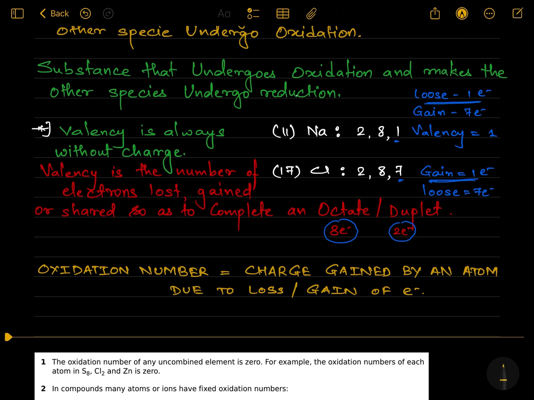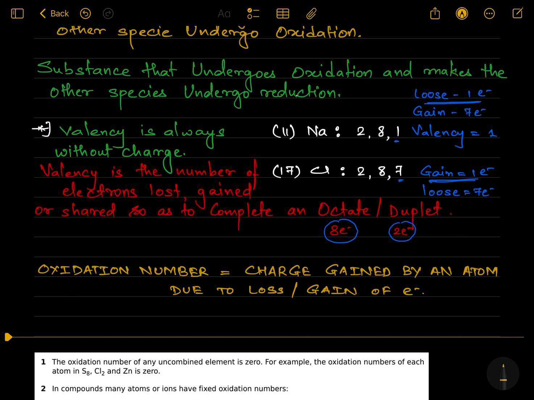Oxidation number is nothing but the charge gained by an atom due to the loss or gain of electrons. Like for example, you always said that sodium has a valency of +1. Why +1? Because if it is losing an electron, would it gain a positive charge? The answer is yes. How many electrons is it losing? It is losing 1 electron, so it would gain a positive charge of +1.